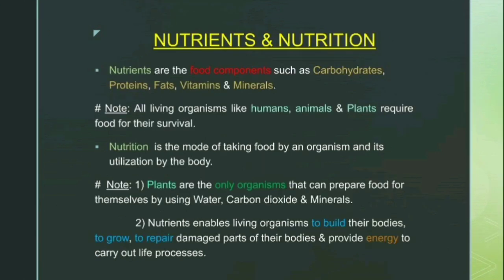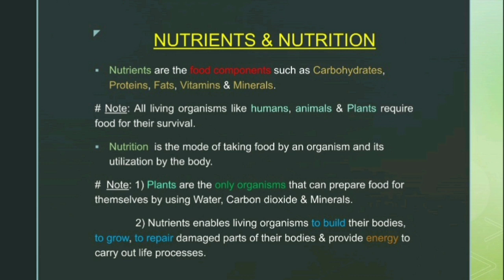Coming to the first topic, nutrients and nutrition. What are nutrients? These are called food components, which are carbohydrates, proteins, fats, vitamins, and minerals. And all living organisms like humans, animals, and plants require food which contains these nutrients to survive. And now, nutrition. Nutrition is nothing but the mode of taking food by any organism and its utilization in their bodies.